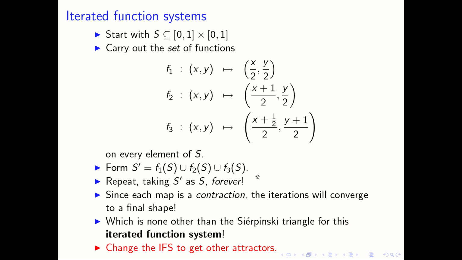Okay. If you change the iterated function system, use different functions, maybe more than 3, and keep on playing the same game, if each of these functions happens to be a contraction, you will in the long run end up with a stable final iterate, which will give you some other picture. And if you choose your function systems properly, you can generate wonderful fractals with it.